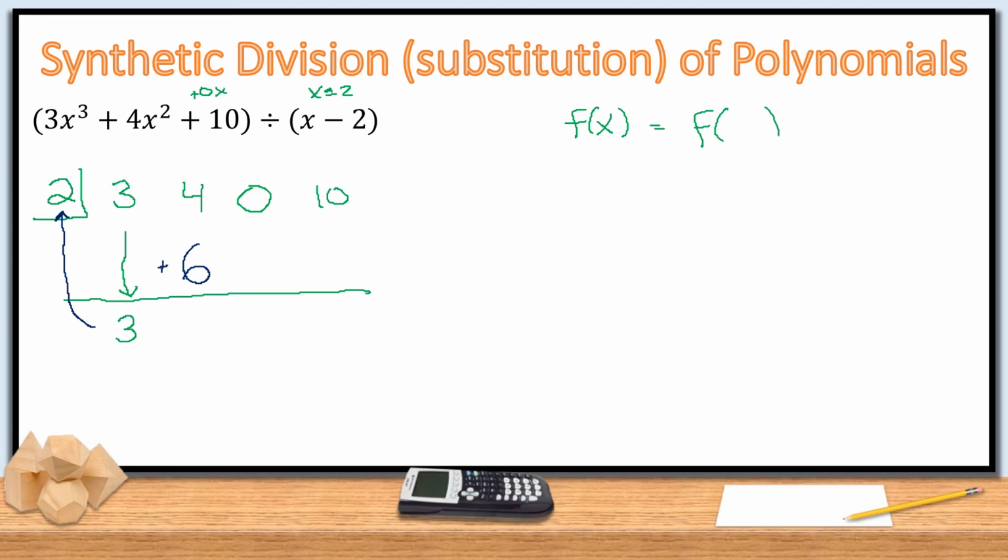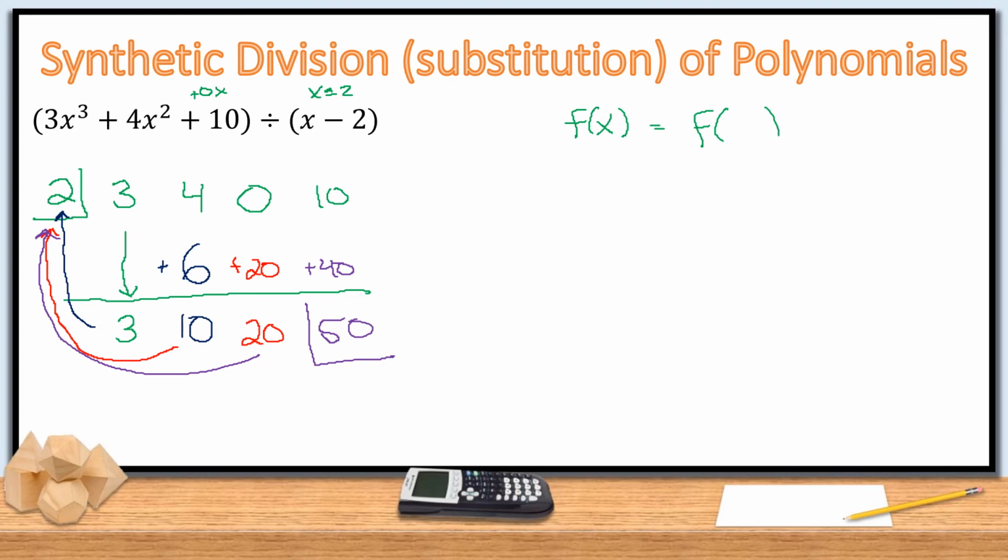4 plus 6 is 10. So then you take that 10 and multiply it by positive 2. So 10 times positive 2 is 20. 0 plus 20 is 20. And then you do 20 times 2, and you get plus 40. 10 plus 40 is 50. And for the last number, when you run out of columns, you put an L around that one as well.